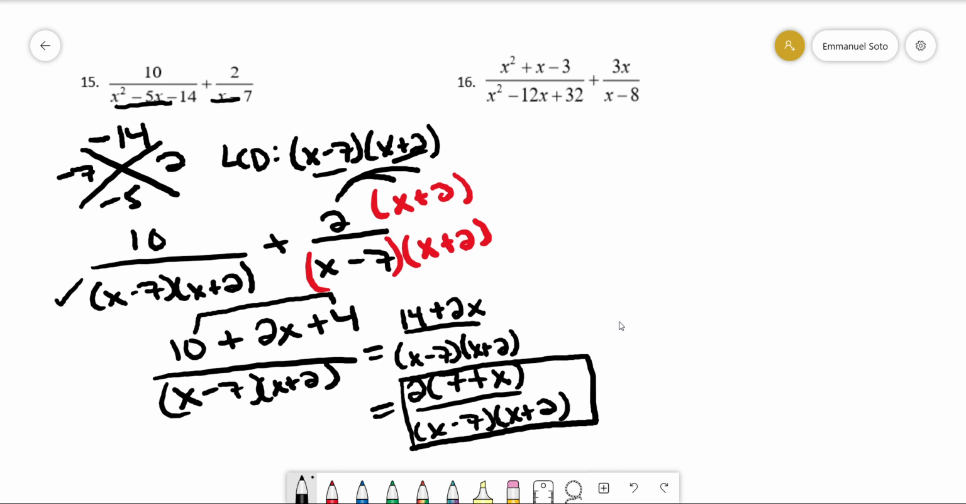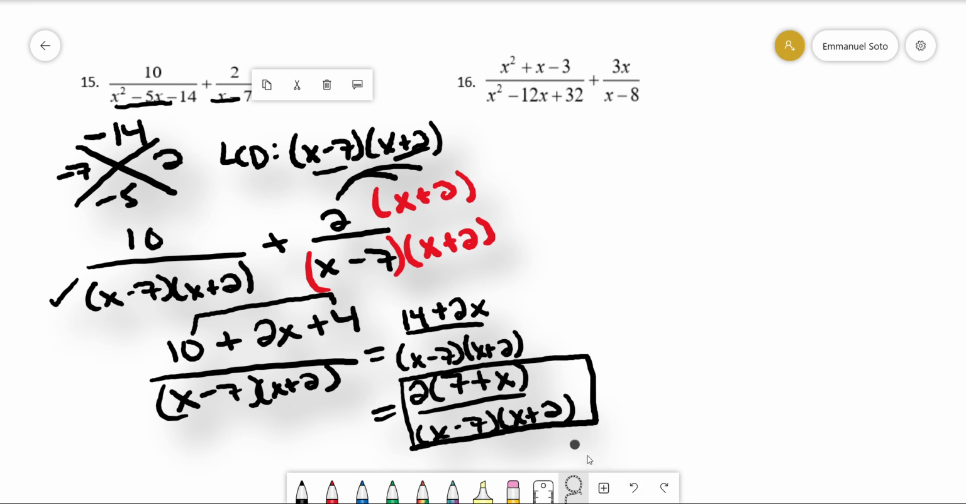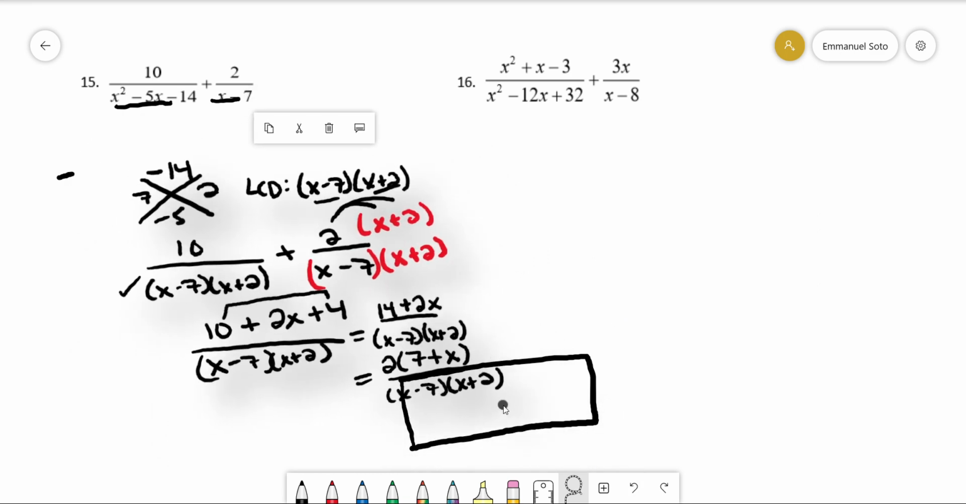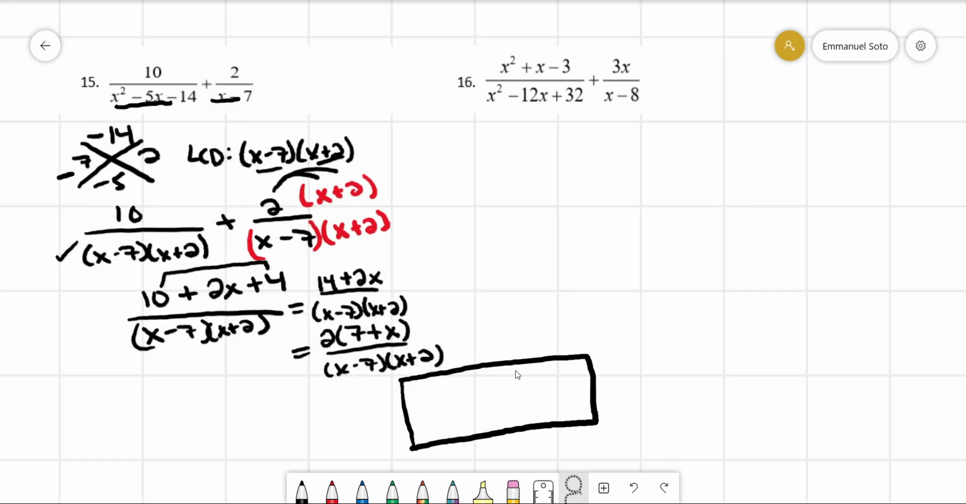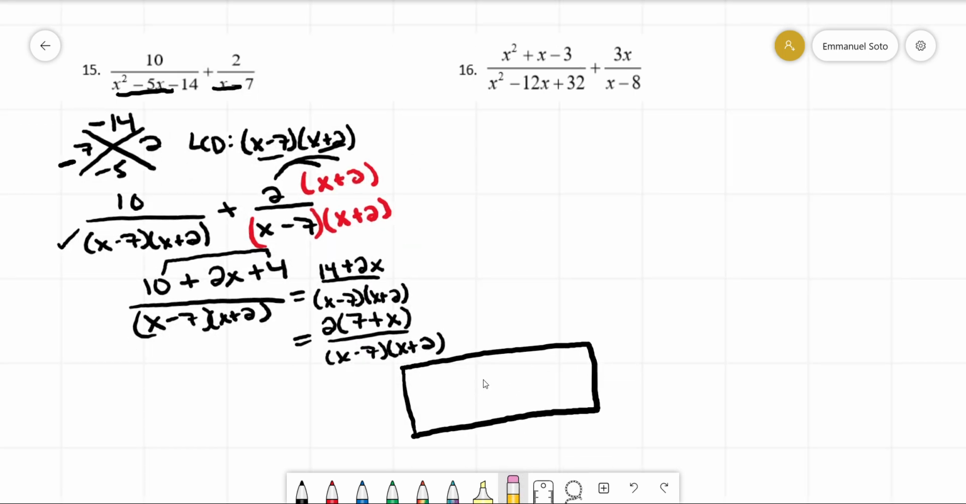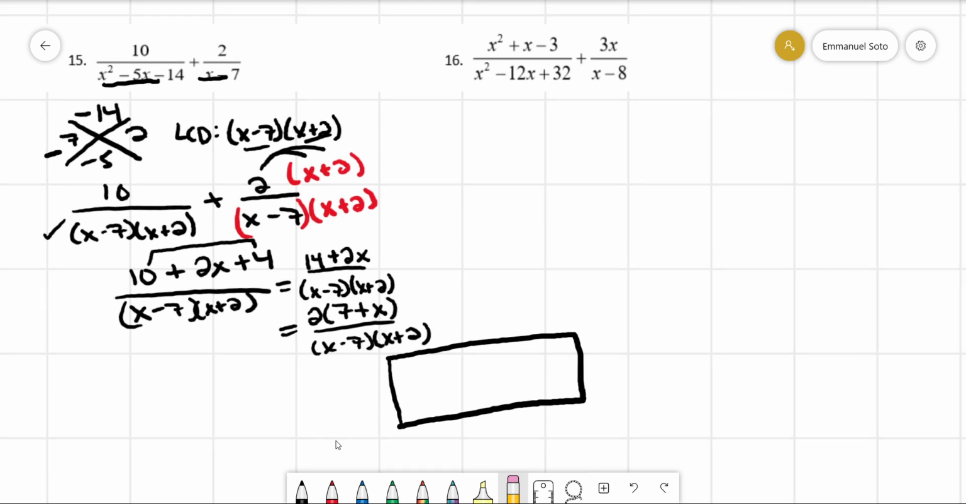Alright, and let me just make this a little bit smaller. It's too big here. Alright, let's just make this smaller.